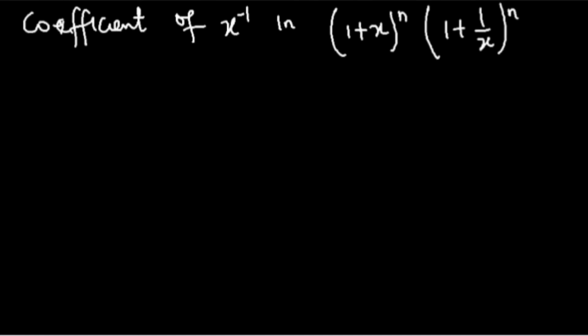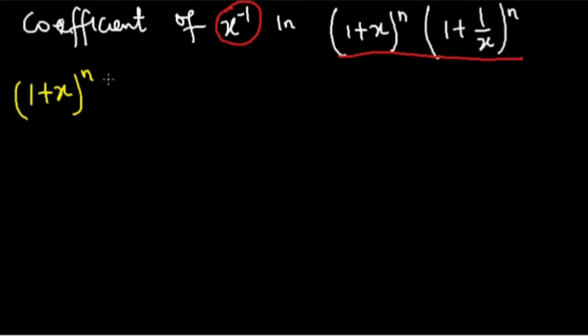Alright guys, we want to find the coefficient of x raised to the power minus 1 in this binomial after we must have expanded it. So very simple to do. We have (1 + x)^n multiplied by (1 + 1/x)^n.